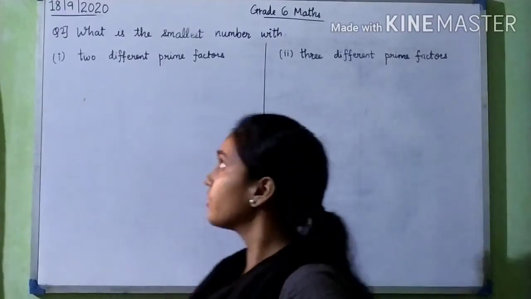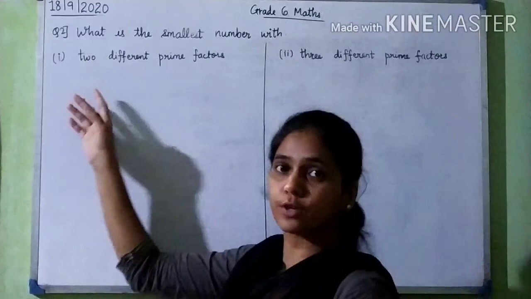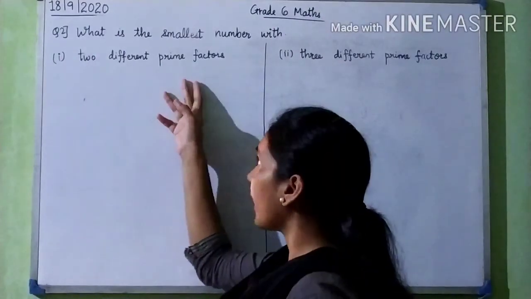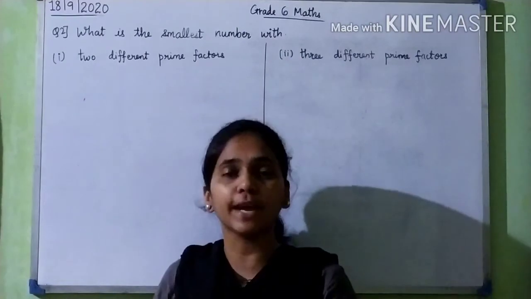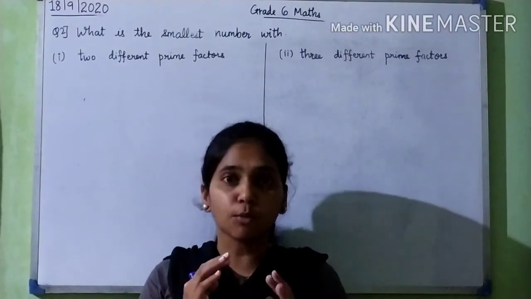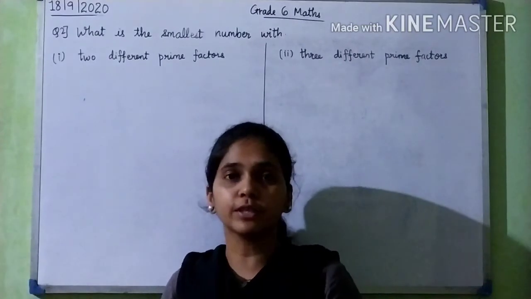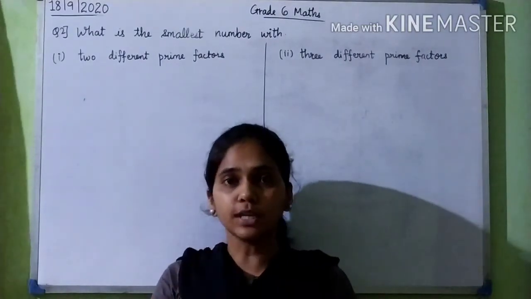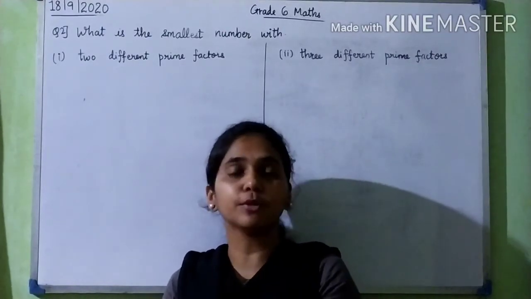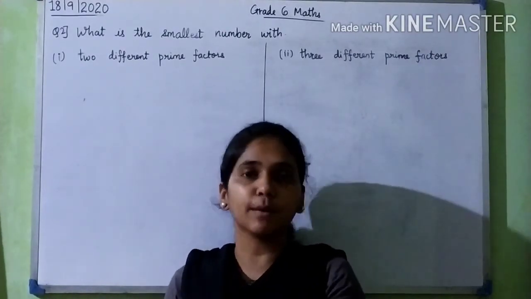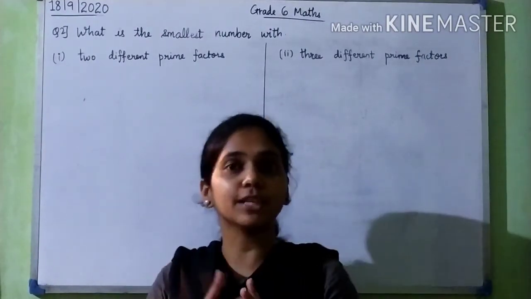Now the second question is, what is the smallest number with, the first part says 2 different prime factors and the second part is 3 different prime factors. That means we have to find a number which is the smallest of all which has 2 different prime factors. 2 different prime factors means if 2 is one prime number, then the other prime number is 3, or the other prime number should be 7, or the other next prime number should be something else. Okay, so both the numbers should be prime, but they should be different.